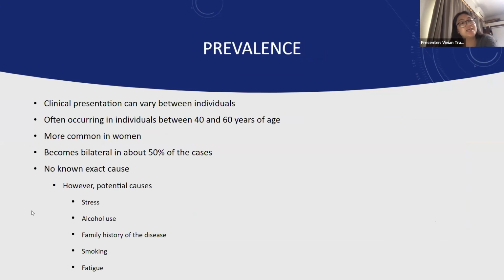So the clinical presentation of Meniere's can vary between individuals. It often occurs in individuals between the ages of 40 and 60. It's more common in women, and although Meniere's may start off as unilateral for most cases, about 50% of the cases do become bilateral. Although there is no known exact cause for Meniere's yet, there are potential causes such as stress, alcohol use, family history of the disease, smoking, and fatigue. Next, please.